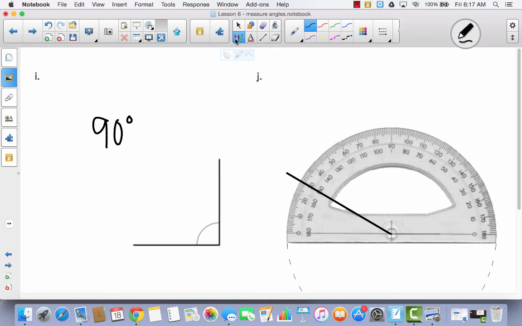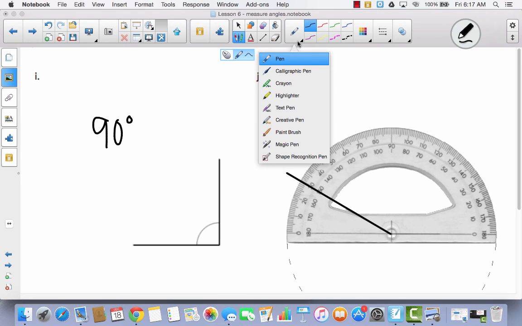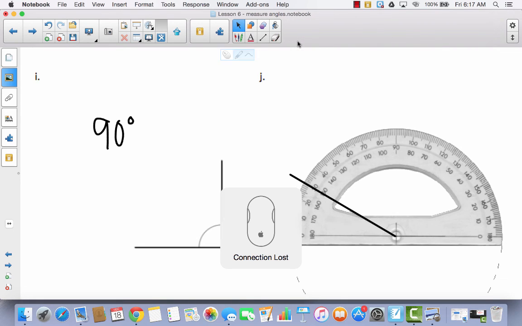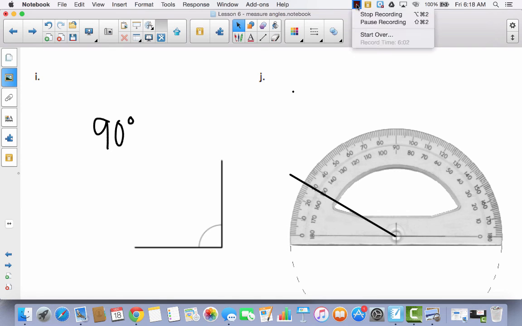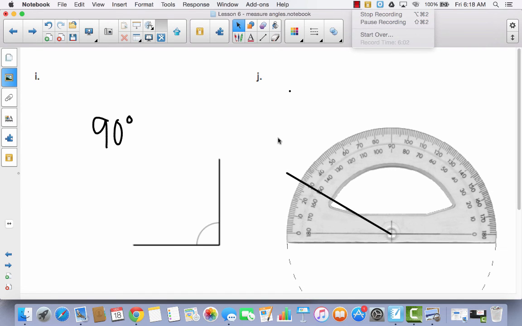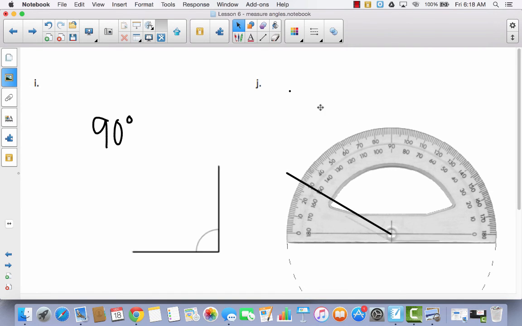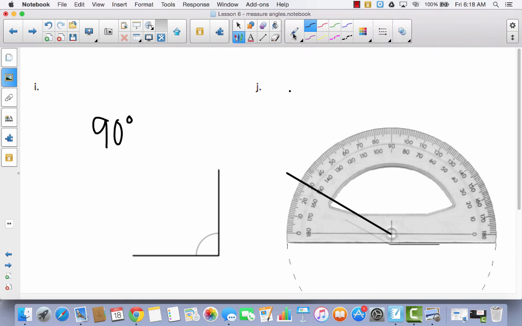As long as you're within a couple of degrees, that's fine. It doesn't have to be perfect. All right, so we've got 150 degrees.